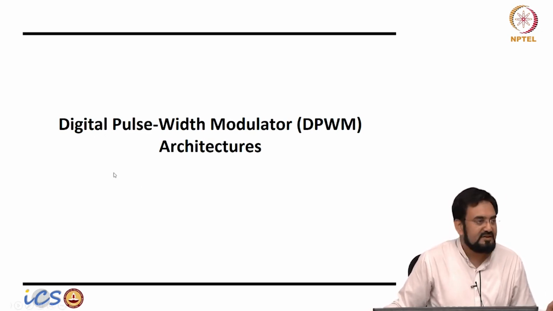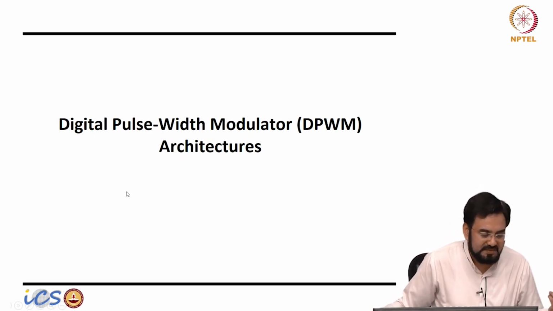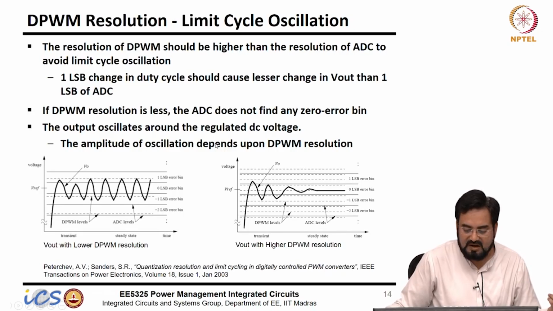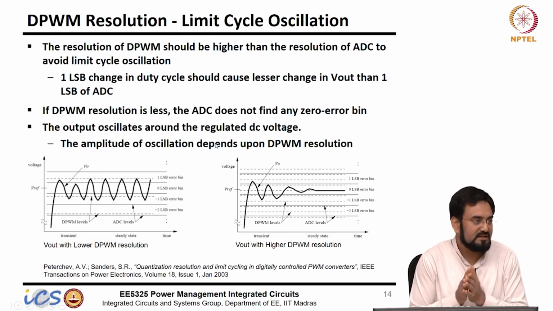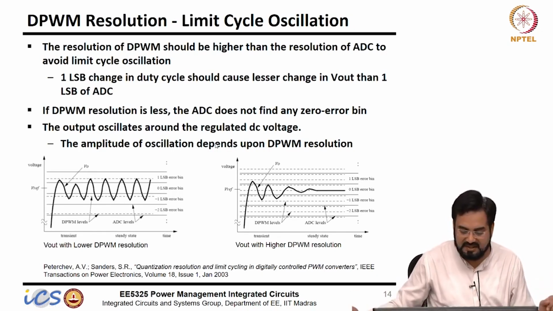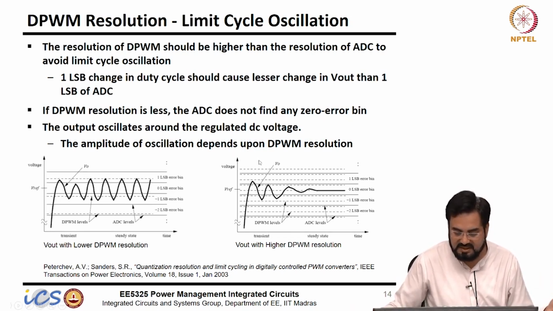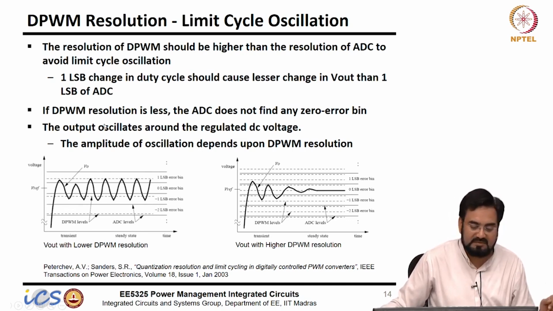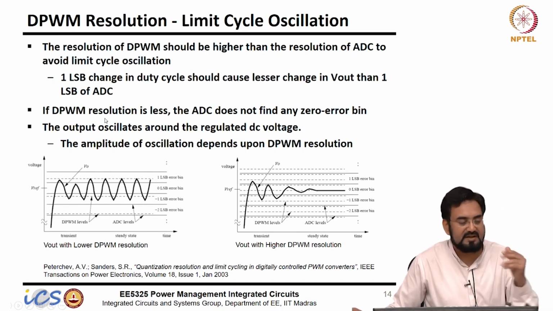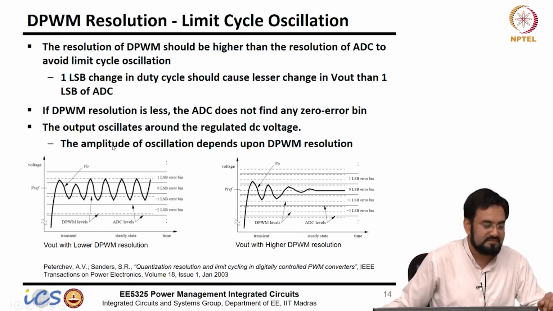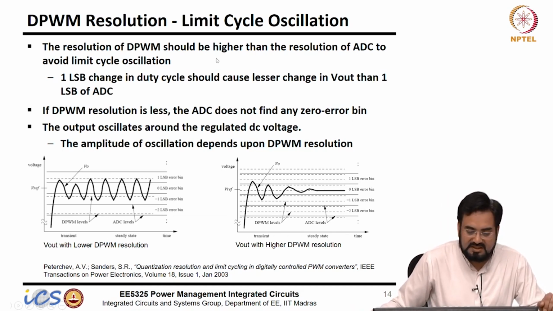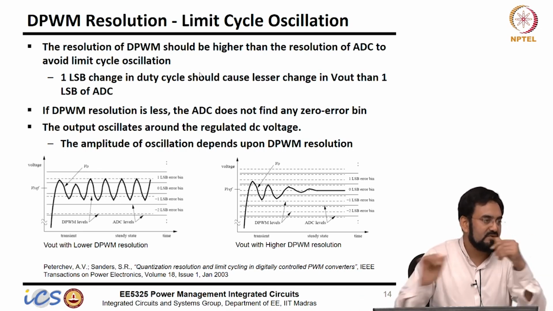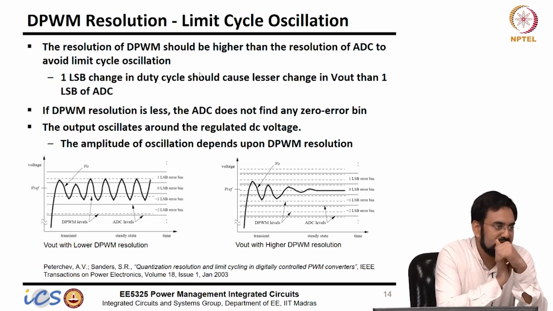So then the second thing you require is DPWM, which is digital PWM. After your compensator, or if it's a PID, then it's a digital PID, the output control voltage is fed to the DPWM and you have to convert it to PWM. The resolution of DPWM should be higher than the resolution of ADC to avoid limit cycle. If you remember, we talked about limit cycle in digital LDOs.